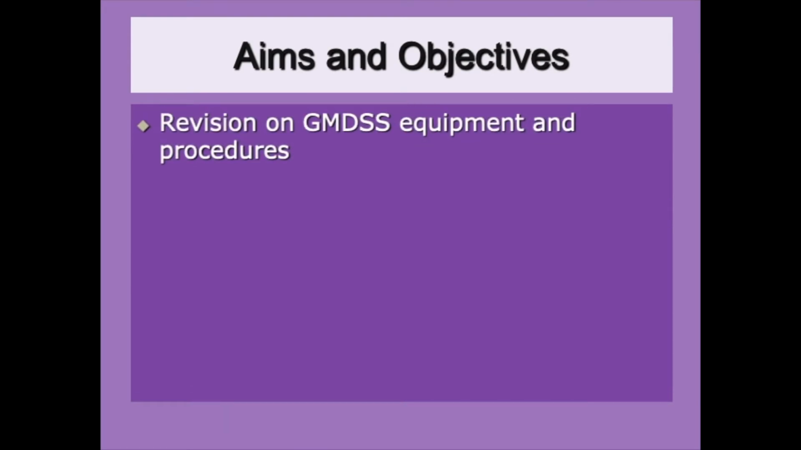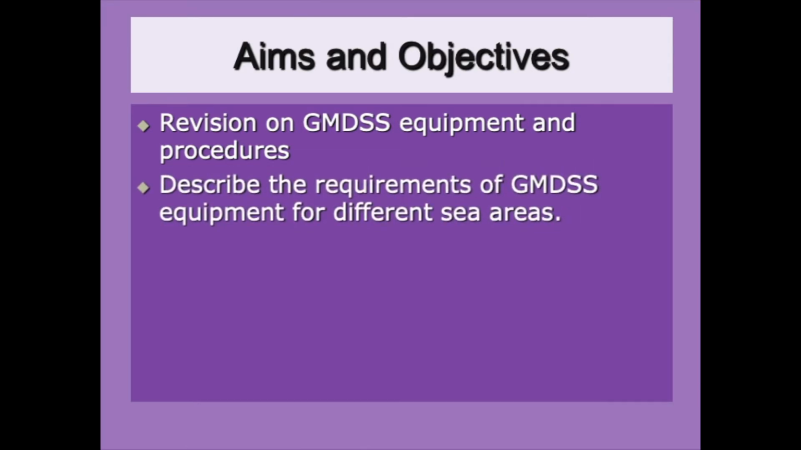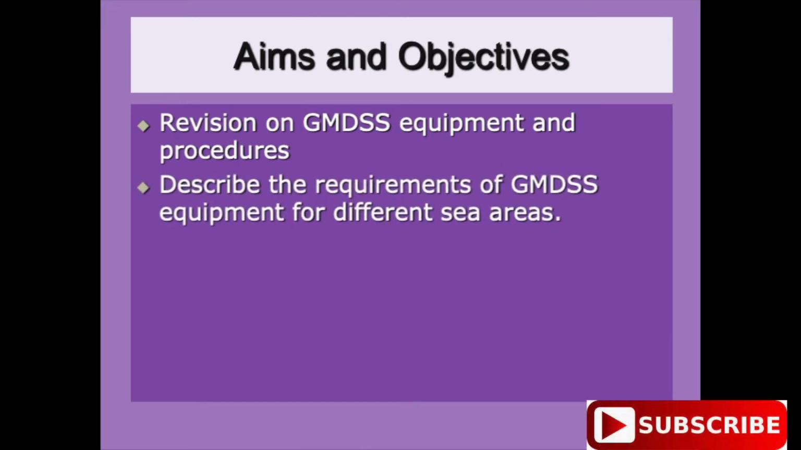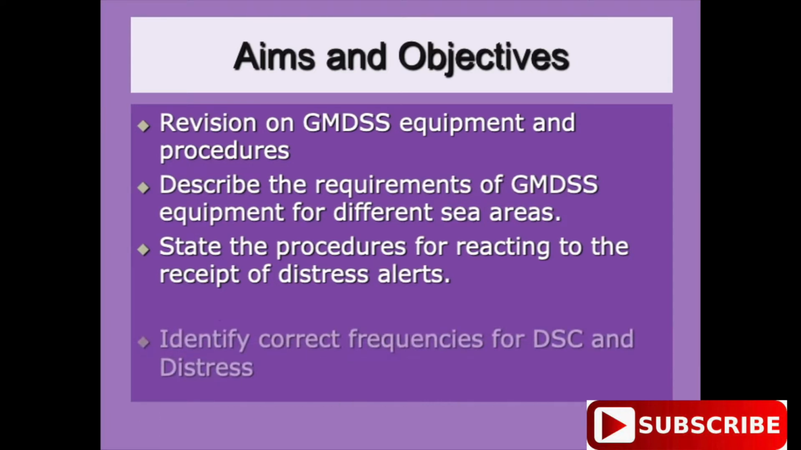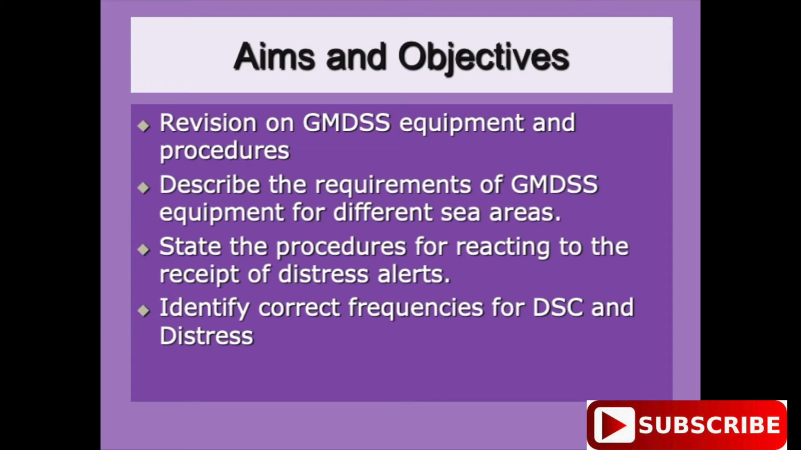We'll be covering the revision on GMDSS equipment and procedure. We'll describe the requirement of GMDSS equipment for different sea areas. We'll cover the procedure for reacting to the receipt of a distress alert, like once we receive a distress alert, what we should be doing. And we'll identify the correct frequency for DSC and distress. So let's start with it.